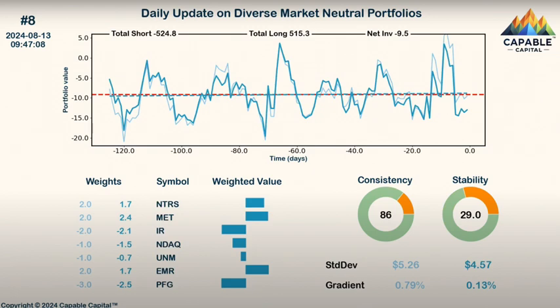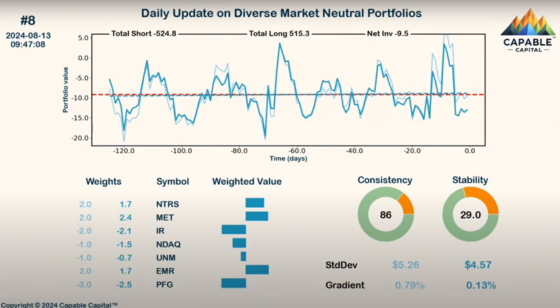We upload a new set of our market neutral strategies every day. Each video presents several dashboards, with each dashboard representing one strategy. The number of the strategy, along with the date and time it was computed, can be found in the upper left corner. I'm now going to explain all the elements shown on the dashboard.